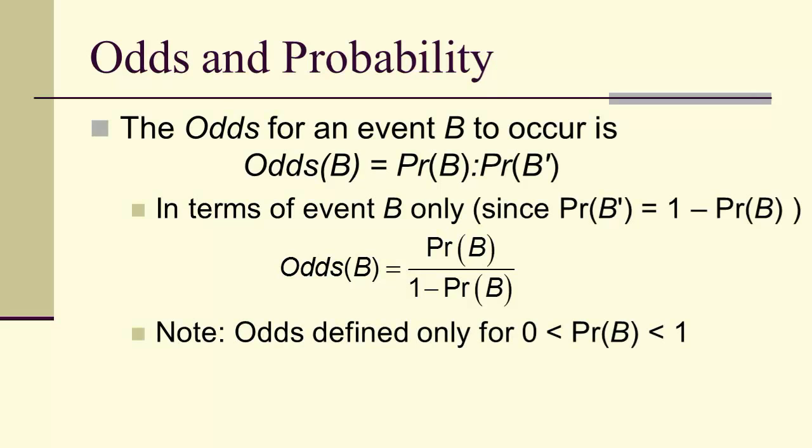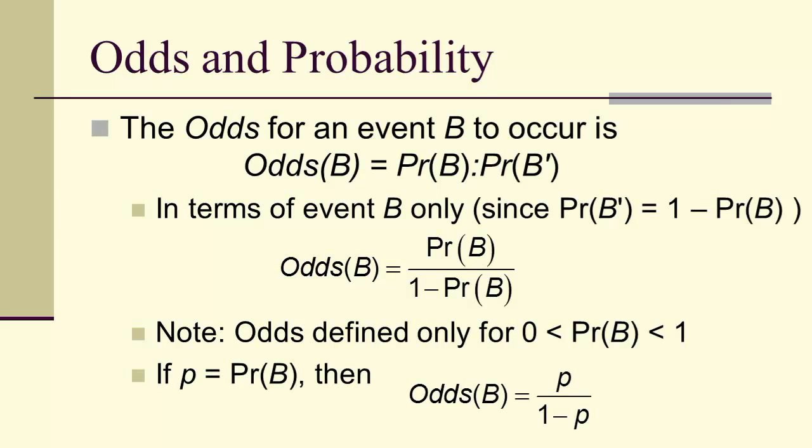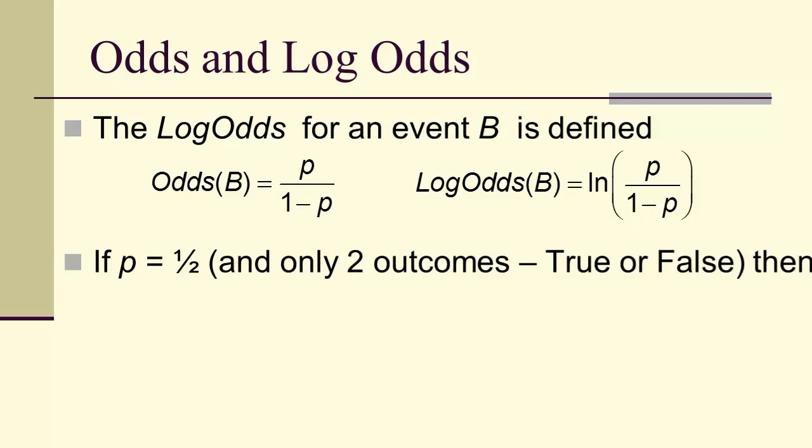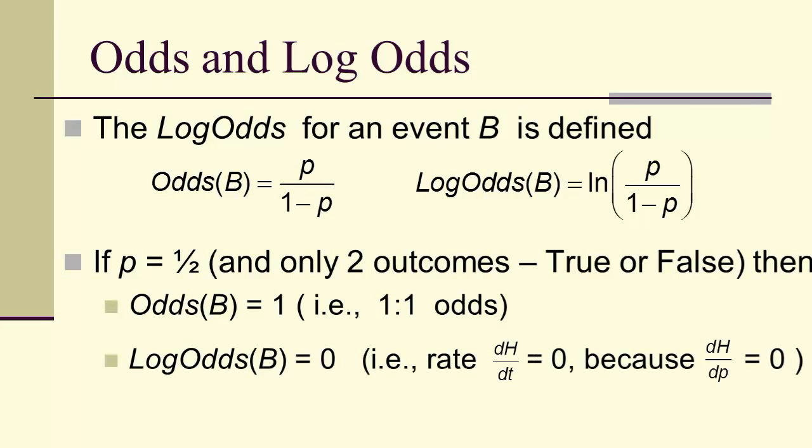Notice that we can only define odds for the open interval 0 to 1. And if we let P be the probability of B, then the odds of B is P over 1 minus P. The log odds is simply the logarithm of the odds. So for instance, if there are only 2 outcomes, true or false, and P is a half, then the odds of B is 1. That's a 1 to 1 odds. And the log odds of B is 0.